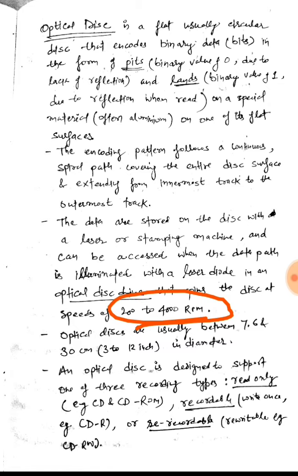Optical discs are usually between 7.6 to 30 centimeter in diameter. An optical disc is designed to support one of three recording types, that is read only. So we used to have CD-ROM, from which we can only fetch data, we cannot write into it. Then we had a recordable optical disc, that is CDR, and then we had rewritable, re-recordable, that is CDRW optical discs. So you might have seen them as well.